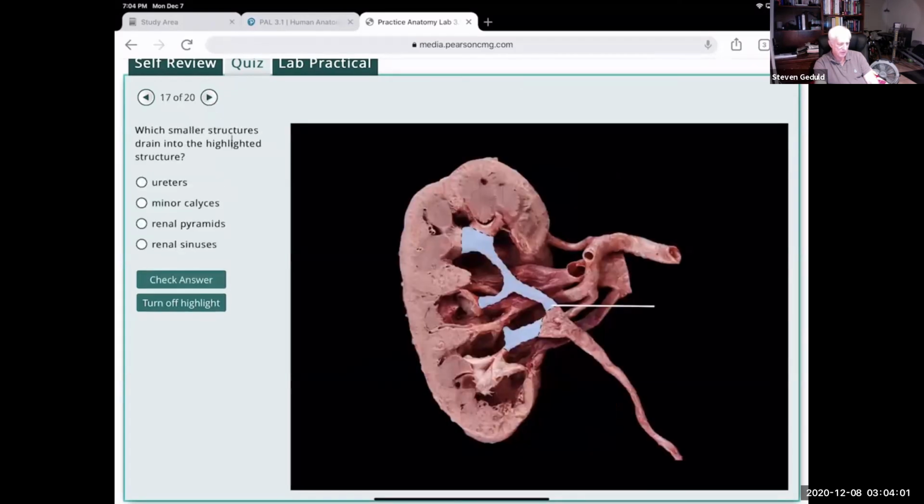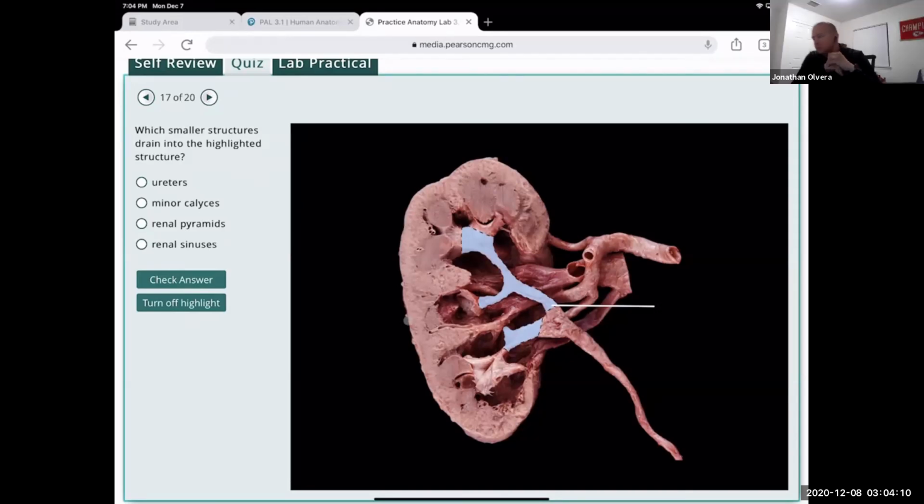Which smaller structure drains into the highlighted structure? So what's being highlighted? Major calyces. So what drains into those? The minors. The minor calyces. That one's right.